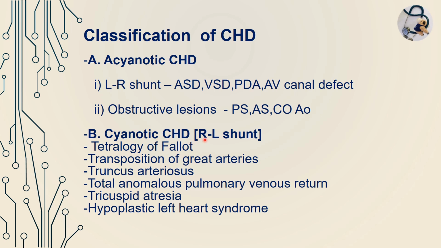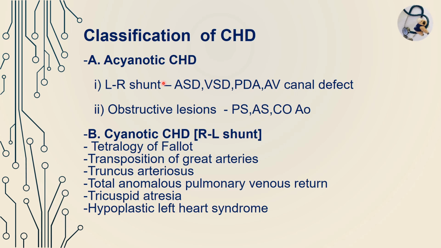Here there is right to left shunt, deoxygenated blood is getting mixed with the oxygenated blood, so the child is turning blue in all these conditions. So this you can remember by the mnemonic 5 T's: tetralogy of Fallot, transposition of great arteries, truncus arteriosus, total anomalous pulmonary venous return, tricuspid atresia, and hypoplastic left heart syndrome.